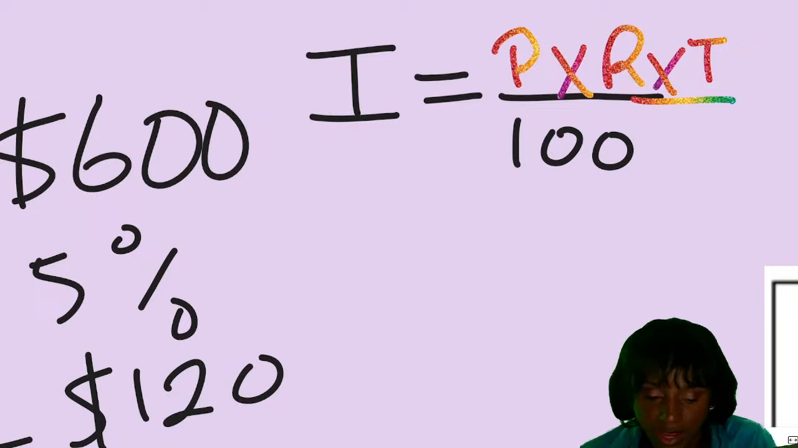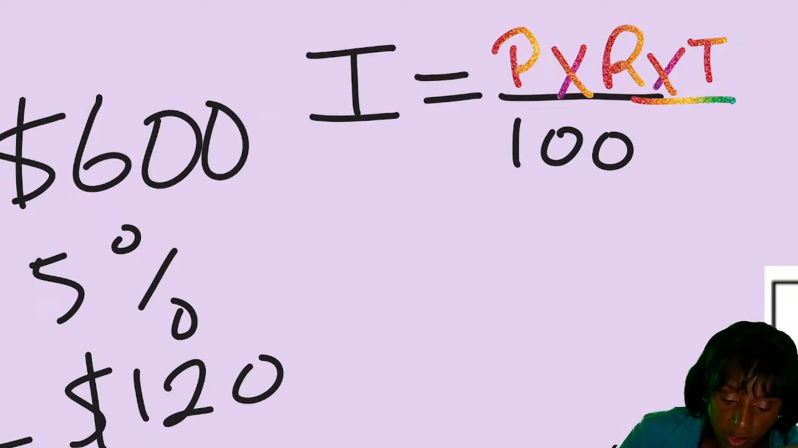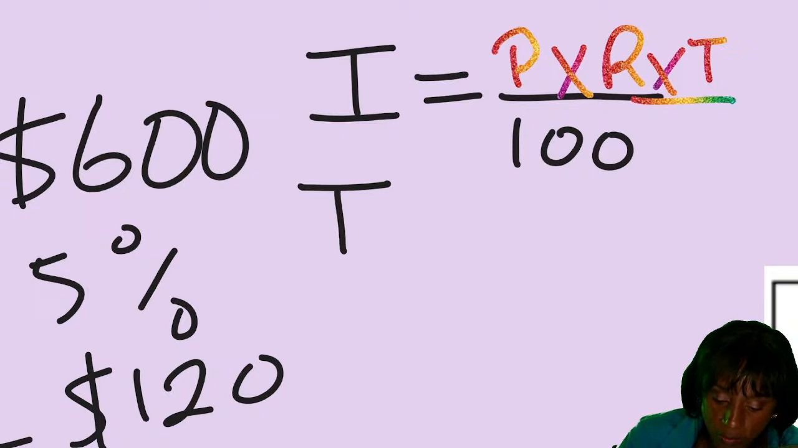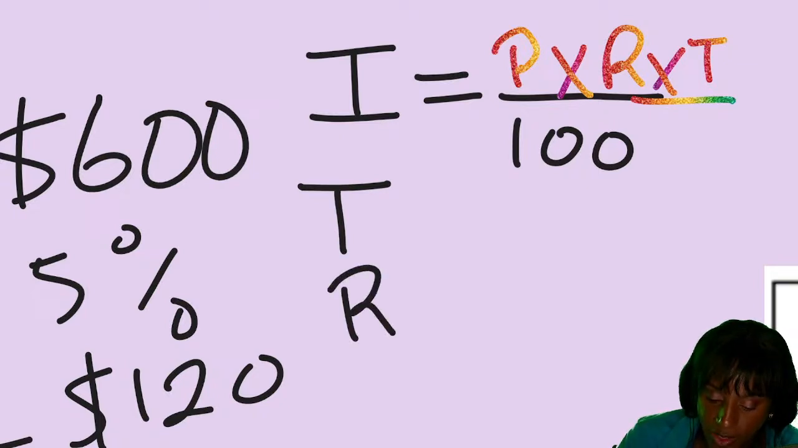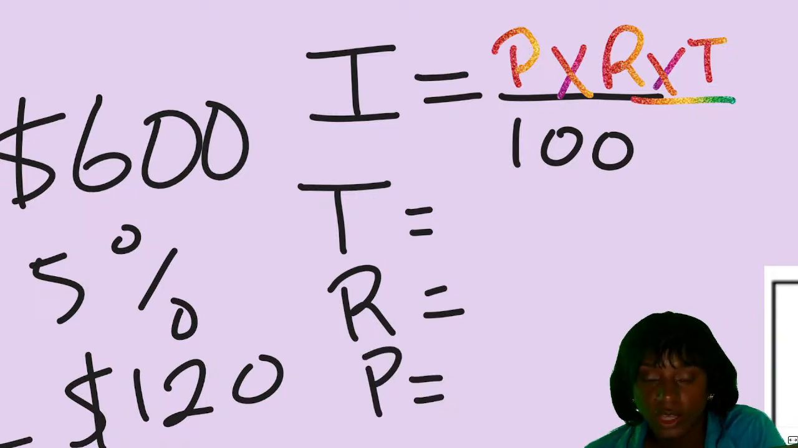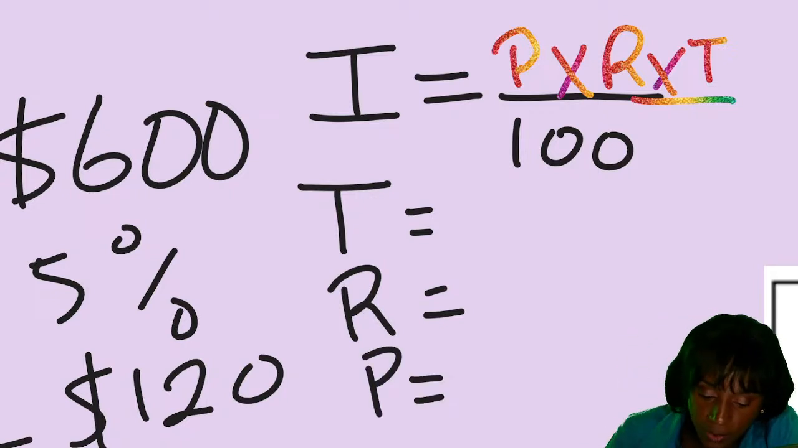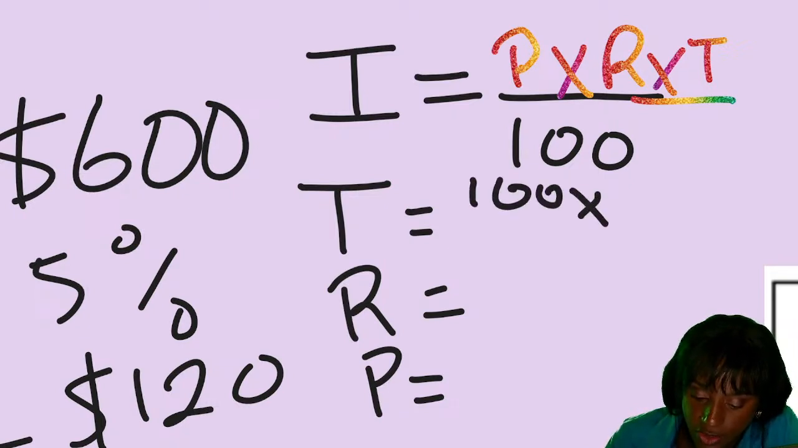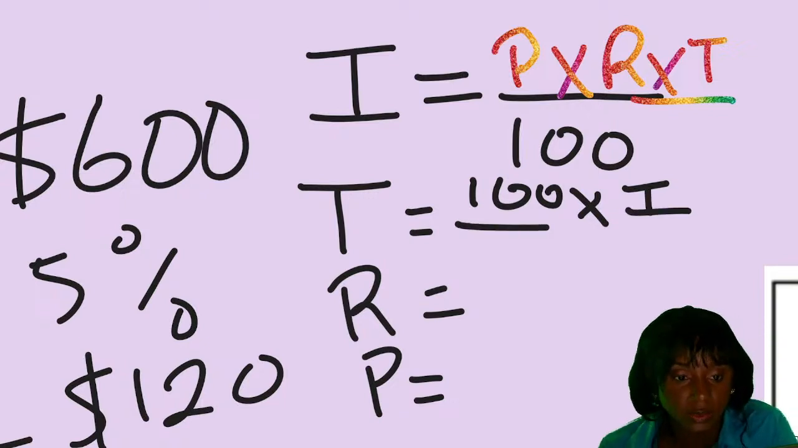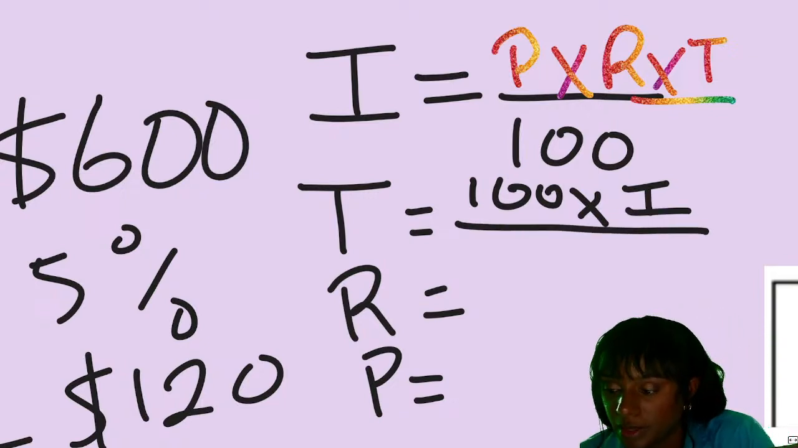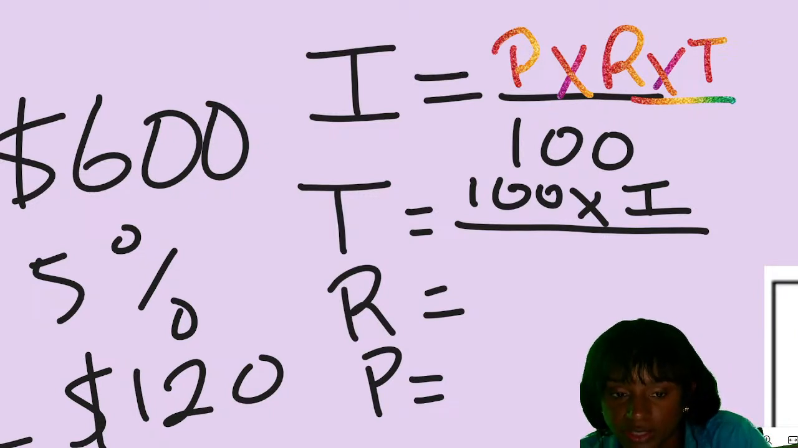So what is the formula for calculating time? What would the formula be for calculating rate? And what would the formula be for calculating principal? For time, the numerator I'm already going to tell you would be 100 multiplied by your interest. Could somebody type in the chat what the denominator would be to calculate time? Time is equal to 100 multiplied by interest divided by what? What would the denominator be when we are calculating time?